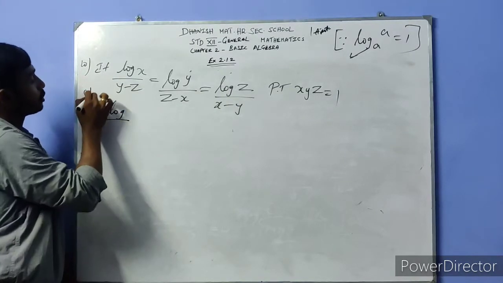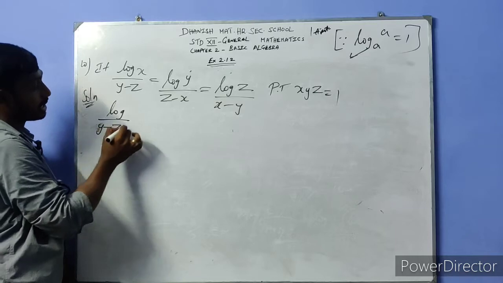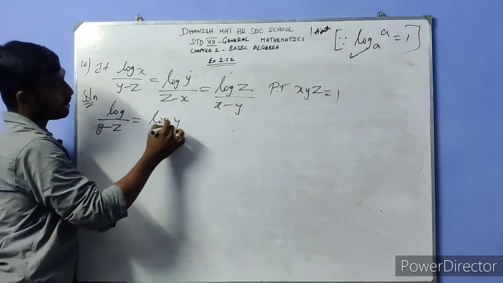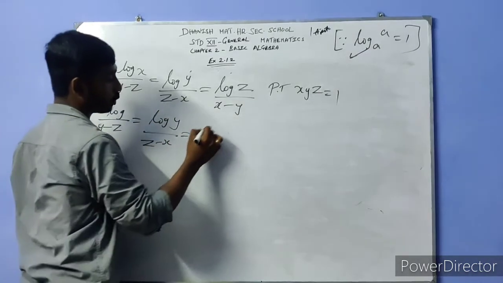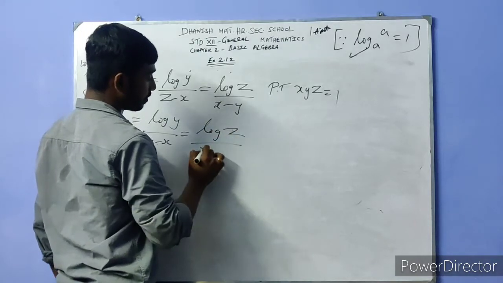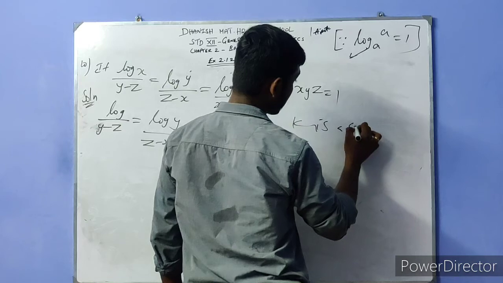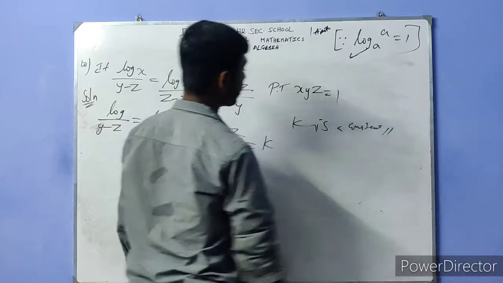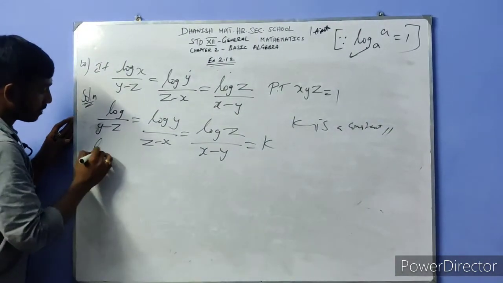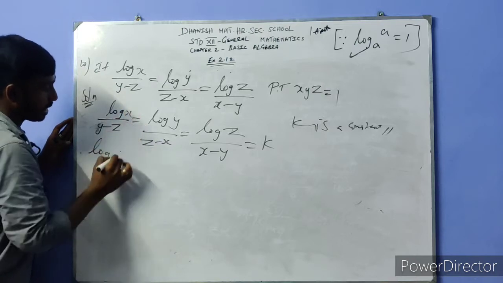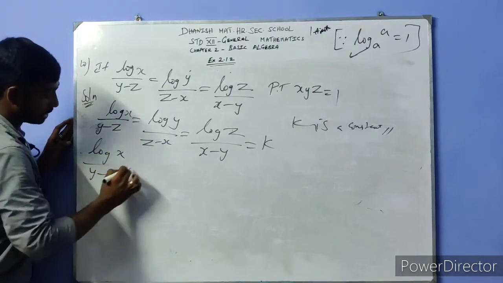So let's see the solution. How to solve this one? Log x divided by y minus z equals log y divided by z minus x equals log z divided by x minus y equals k. K is a constant, and that value we are going to find out here. So let's take the first one: log x divided by y minus z equals k.